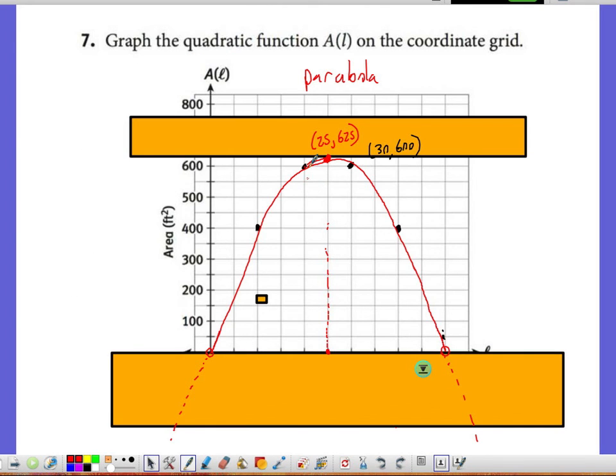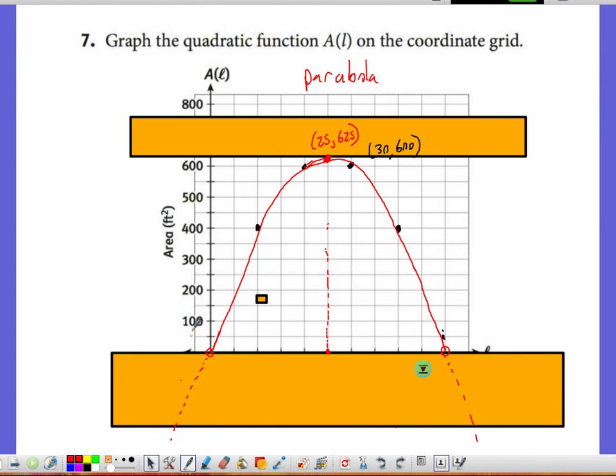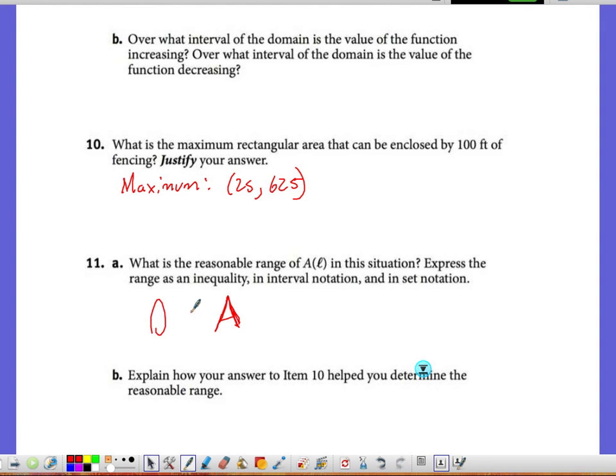So, to just write the reasonable range, again, just writing the inequality, we want to use the variable capital A. My smallest value is going to be 0, but we don't want the area to equal exactly 0, so we have to use less than. And we just found out that my maximum area is 625, which can be equal to 625, so we do need that symbol right there. Okay.